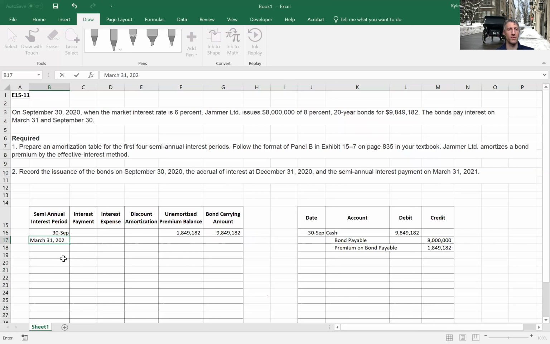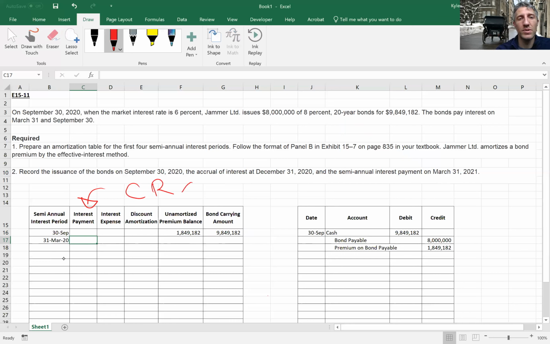March 31st, 2020. This interest payment column here, this is referring to, well, how much cash is the bondholder going to receive at that date? And remember, that's dictated by the coupon rate multiplied by the face value and then prorated to the number of months. So in this case, the interest rate always is going to be stated annually, but interest payments here are semi-annual, so we need to prorate it to 6 months of the year.